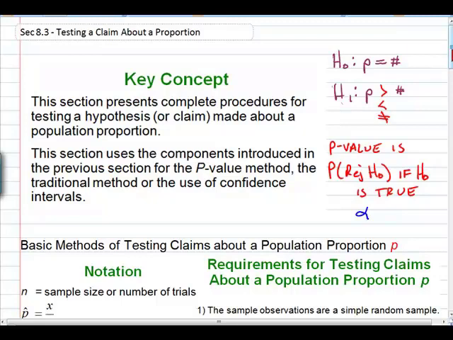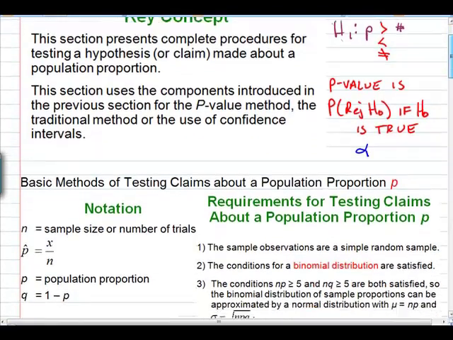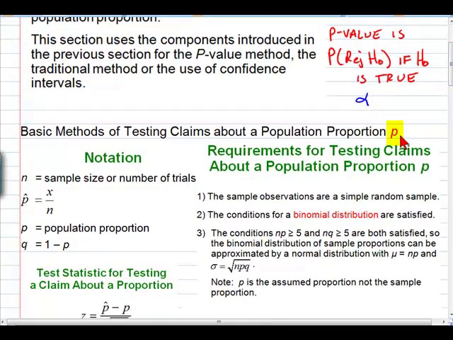So there's two basic methods that we're going to talk about for testing a claim about a population proportion p. Now this p right here is not the same as the p on the p-value. The p-value is actually a probability. It's the probability of rejecting the null hypothesis if the null hypothesis is true. The notation we use, no matter which method we use, either the p-value method or the critical value method: n is our sample size.